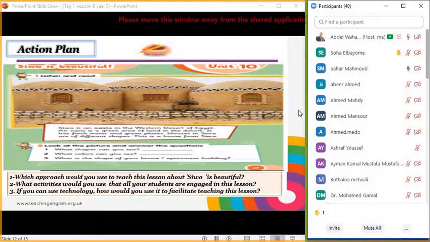Then after the task, students, can I go on? Go on, if you want.